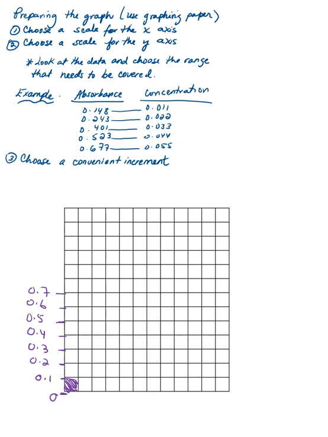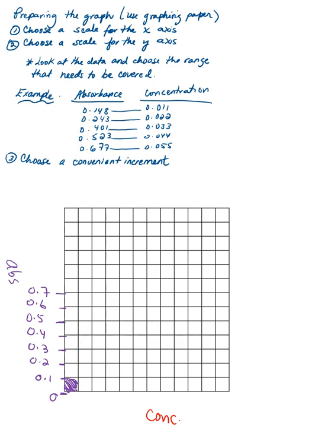Now for the x-axis, which is where you have the concentration. Absorbance there. And let's put concentration here. So for the x-axis, your values are 0.011, 0.022, 0.033, 0.044, and the last one 0.055. So the smallest one is 0.01 and the largest one is 0.05.